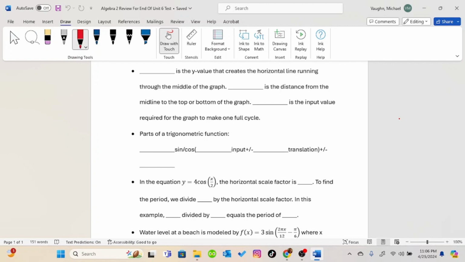The first statement says blank is the y value that creates the horizontal line running through the middle of the graph. This is the midline.